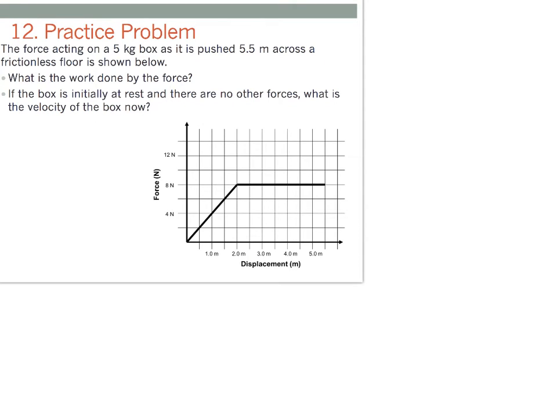Let's do a quick practice problem with this. So we have a graph here showing the forces acting on a 5 kilogram box as it's pushed 5.5 meters across a frictionless floor. And we first want to figure out the work done by the force. So with this graph, we're going to be thinking about area. And what I'm going to do is go ahead and break this up into two different areas, a rectangle and a triangle. And I'm going to find the area of each, and that's going to represent my work done.